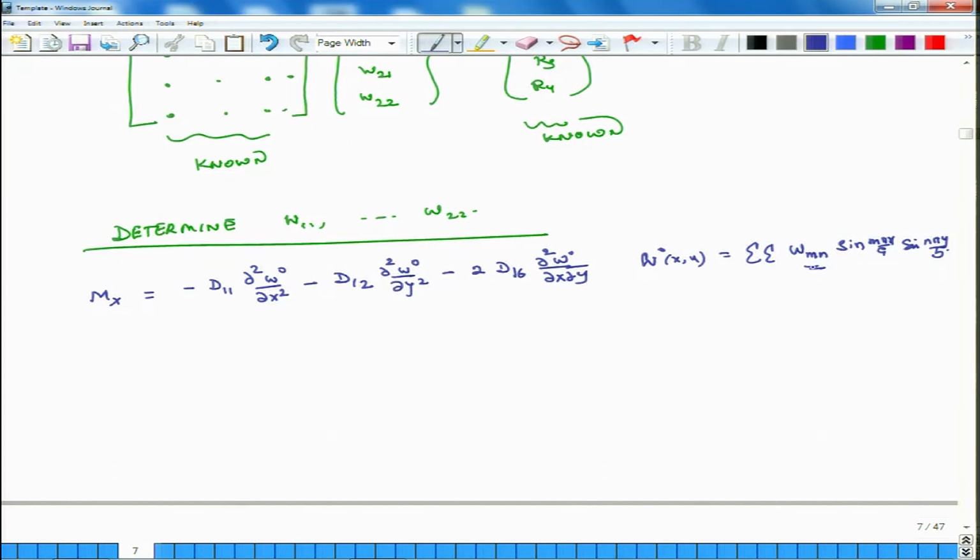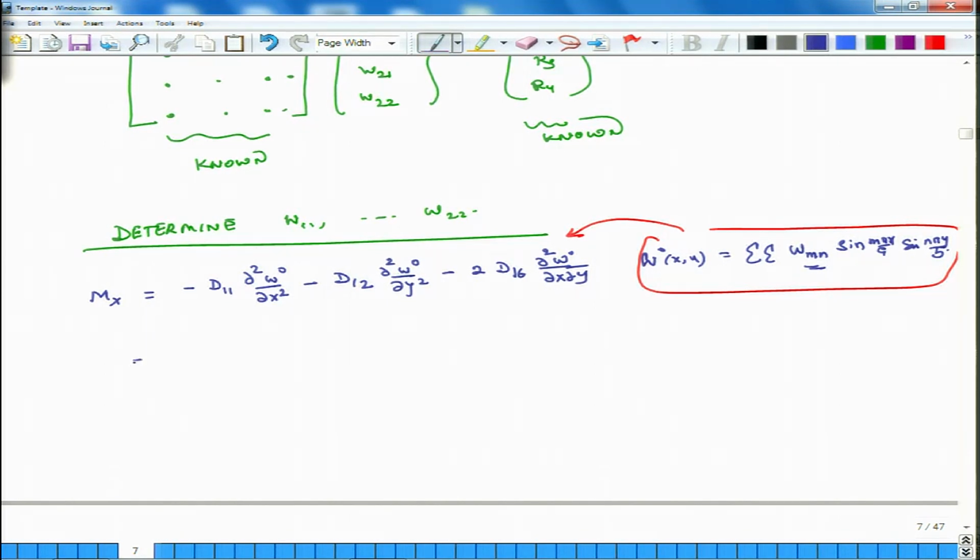We have developed the process for a 2-term solution, but we can extend the same process for solutions which have 3 terms or 4 terms or whatever, and as we increase the number of terms, our solution is going to get more and more accurate. So, if I plug this relation back into the expression for Mx, what do I get?